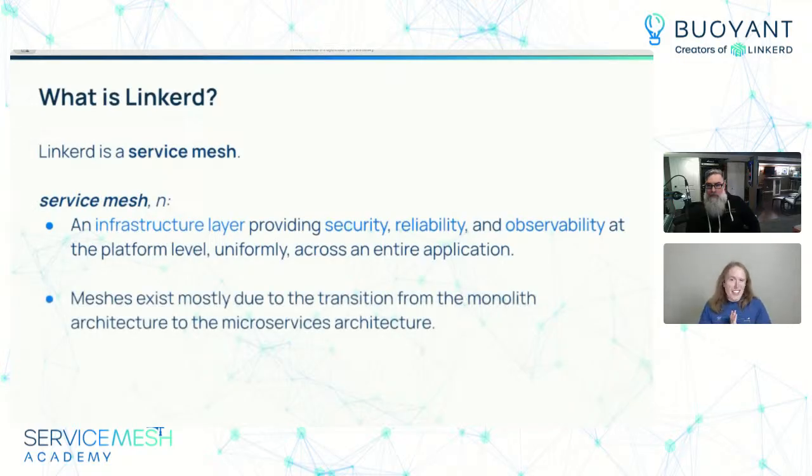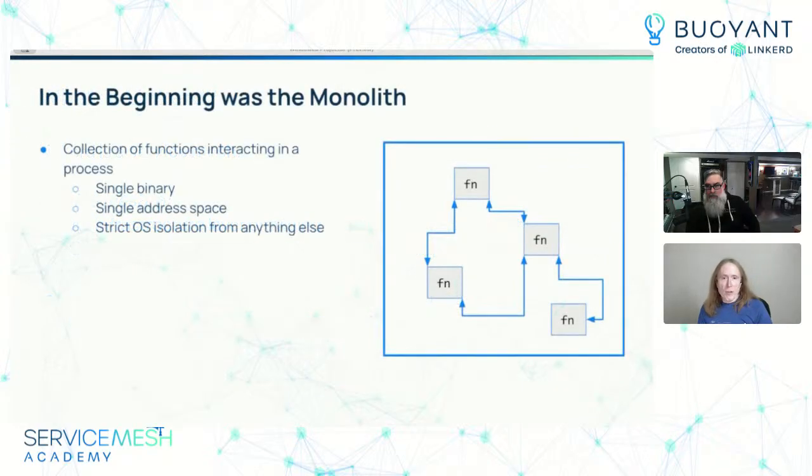Meshes mostly exist historically because of this transition from the old monolithic architecture to the microservices architecture. If you look back in history, we had these monoliths that we used to use, and some people still use, where you were fundamentally dealing with a collection of functions interacting with each other in a single operating system process.